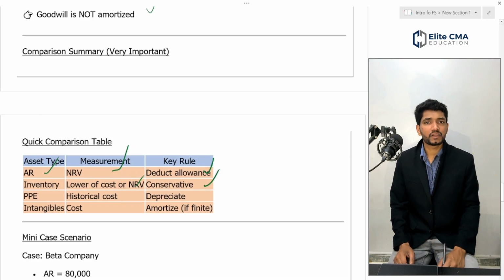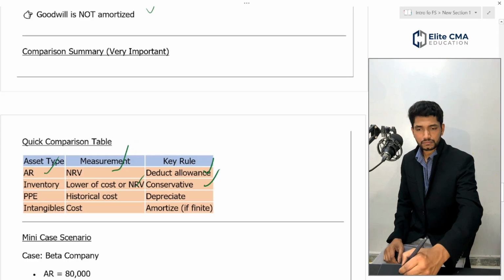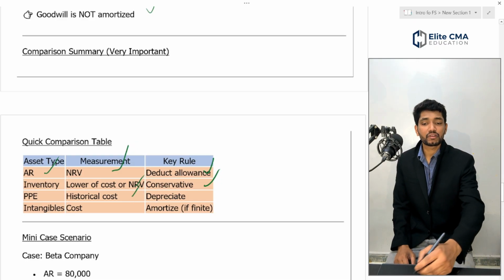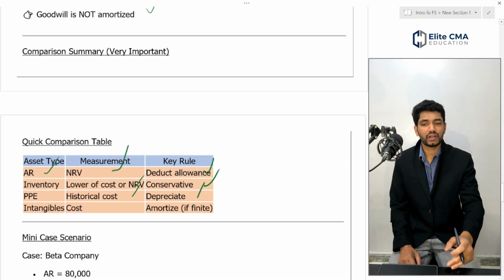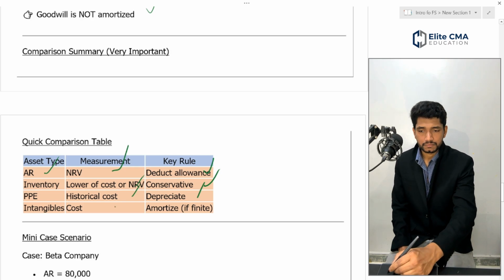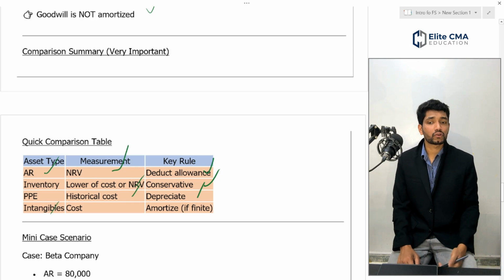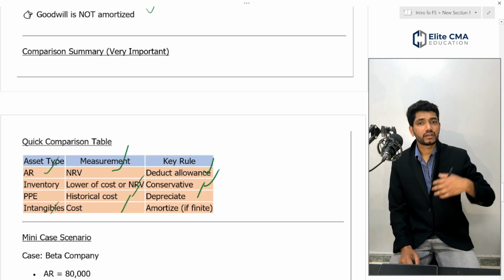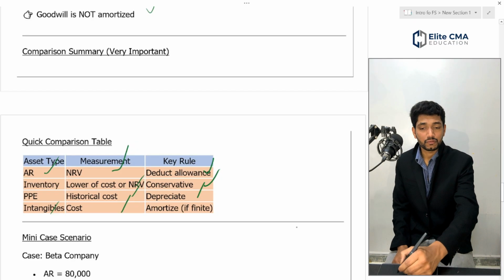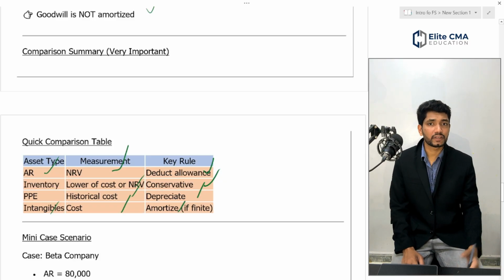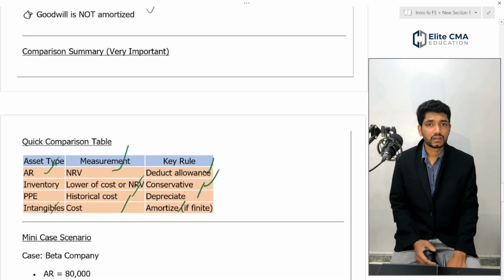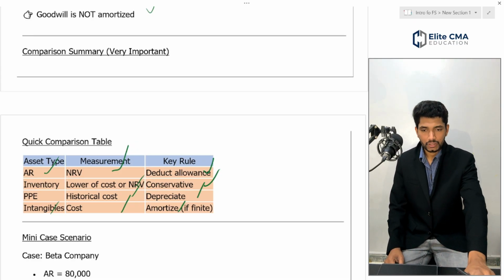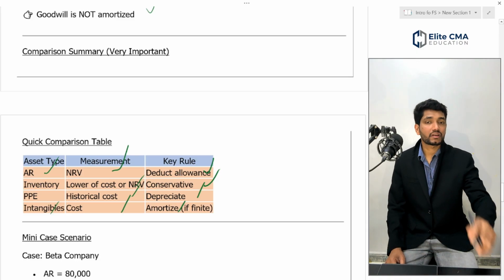Then the property, plant and equipment, that is the key fixed asset, is measured based on the historical cost, and its depreciation has to be applied over its useful life. Then the intangible asset like a patent, trademark or goodwill, the measurement is based on the total cost, and it has to be amortized if it has a finite life. And if we don't know the finite life, it is an indefinite life, and there is no need to amortize. This is a quick summary of the total assets we discussed.